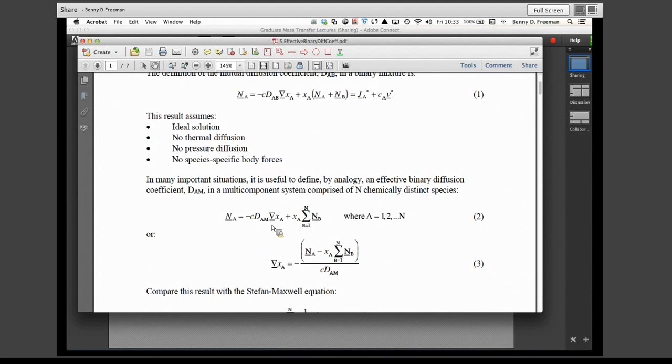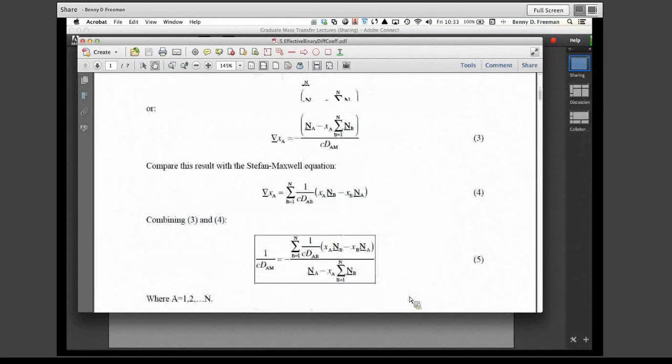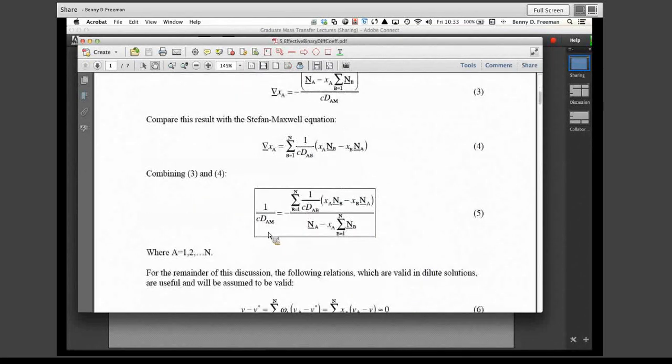And so if I equate these two, or if I take this term and write it in terms of the gradient in the concentration of A, and then compare it with the Stefan-Maxwell equation, which was derived rigorously for multi-component mixtures, I can combine these two results and I get an expression that relates the multi-component diffusion coefficients, that is the diffusion of A in the mixture, with the diffusion coefficients of A in each of the binary components of that mixture.